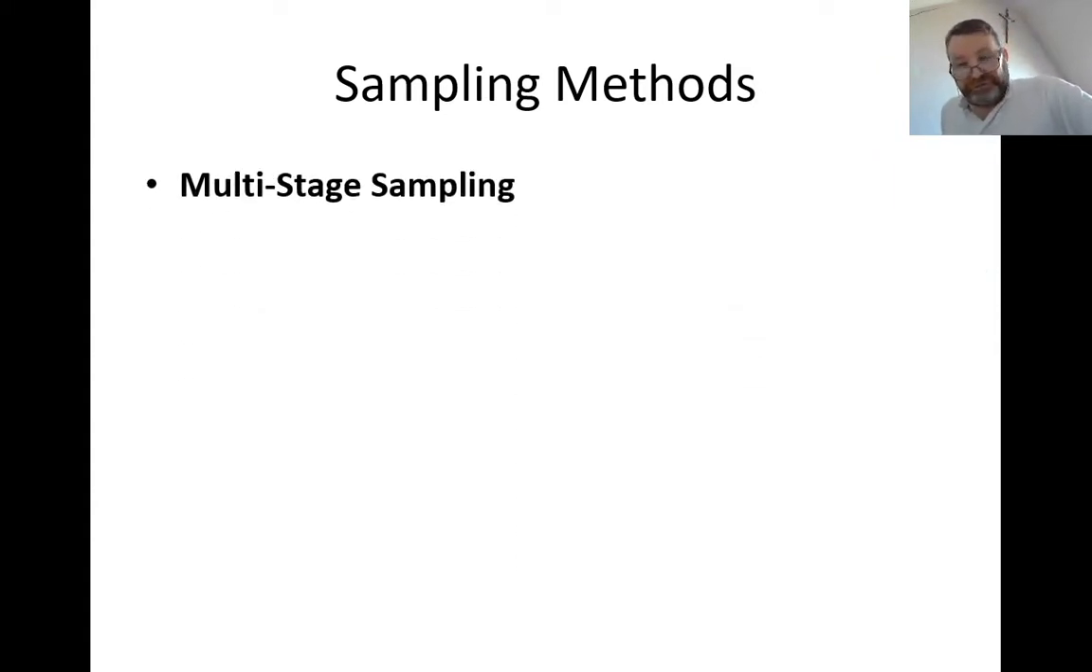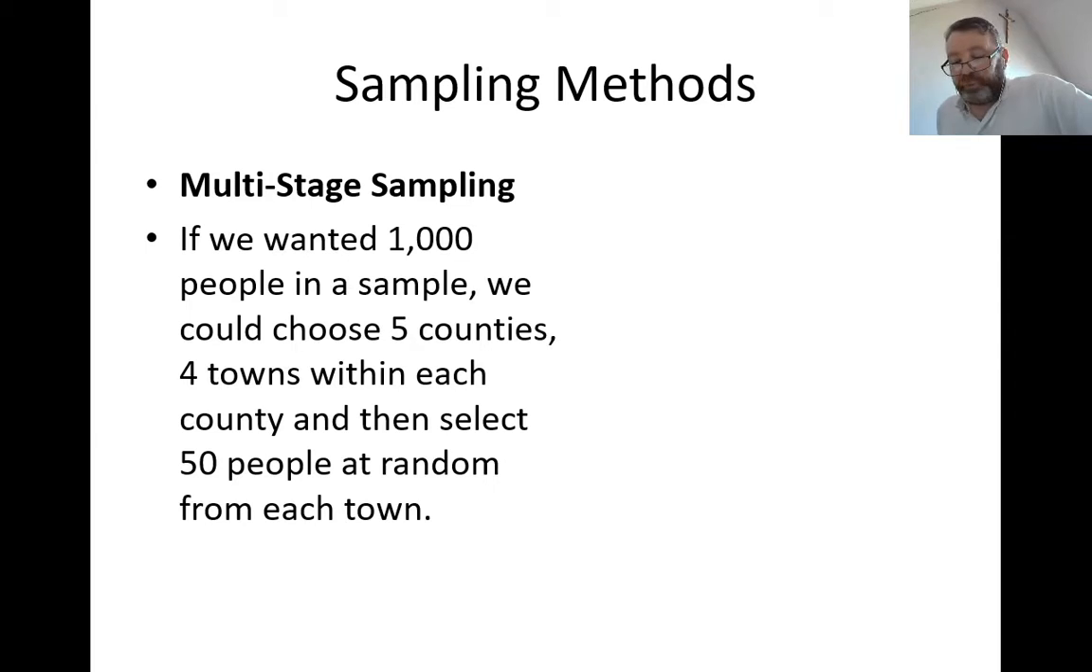Okay, multi-stage sampling. If we wanted 1,000 people in a sample, we could choose, and this is kind of, again, like layering, all right? It's a little bit like stratified. You could take 5 counties, randomly select 5 counties, okay? All counties beginning with K, so you could do it that way. 4 towns in each county, again, randomly selected, and then 50 people in each town. So it's a little bit like stratification, except you're actually dealing with 5 random counties, then in there 4 random towns, then in there 50 people.